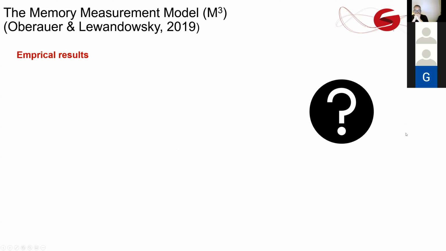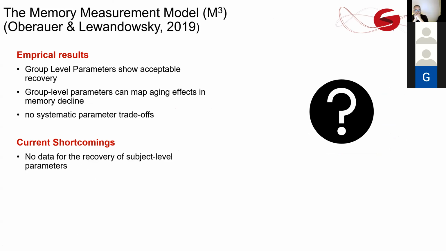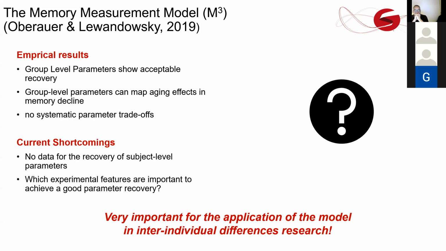And there are very promising empirical results. The group level parameters of this model show acceptable recovery and can map aging effects in memory decline. And there are no systematic parameter trade-offs, but there are current shortcomings. Like there is no data for the recovery of the subject level parameters. And as we have heard from Hendrik on the diffusion model, this is a very important topic.